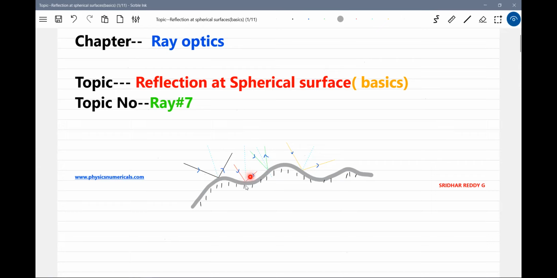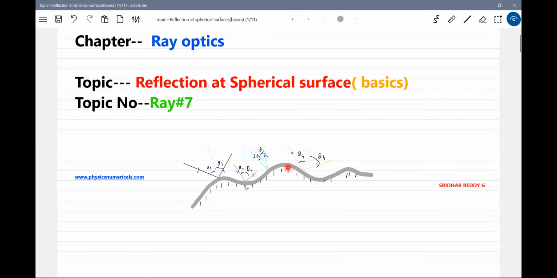Angle of incidence equal to angle of reflection. Let me define those thetas also. So this will be theta 1, theta 1, theta 2, theta 3, theta 2, theta 3. Angle of incidence theta 4, angle of reflection theta 4. So the same laws of reflection will hold good even for the spherical surface.